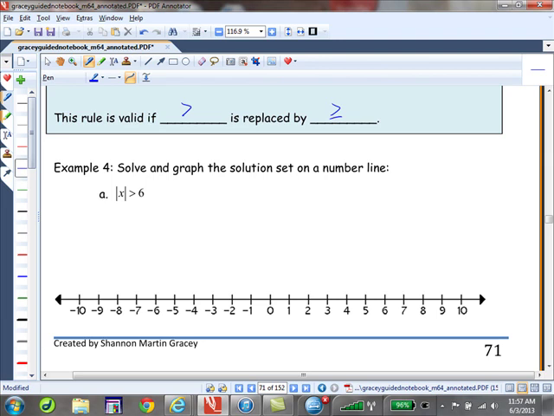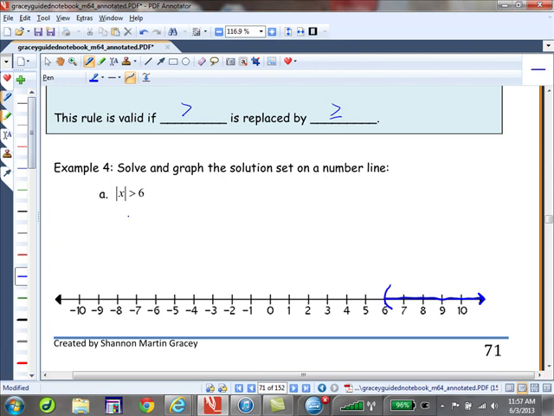Good. No, because the absolute value of 0 is 0, and 0 is not greater than 6. So again, on the positive side, it's easier to see. Numbers that are to the right of 6 will satisfy this inequality. We're not including 6 because it's a greater than, not a greater than or equal to. Now let's look at the other end.